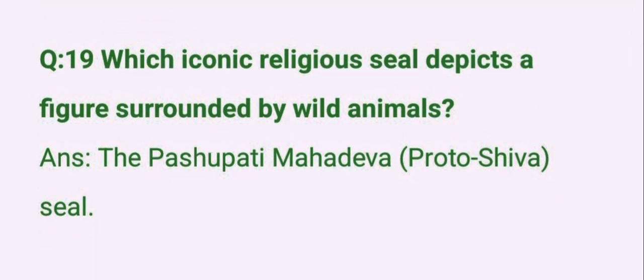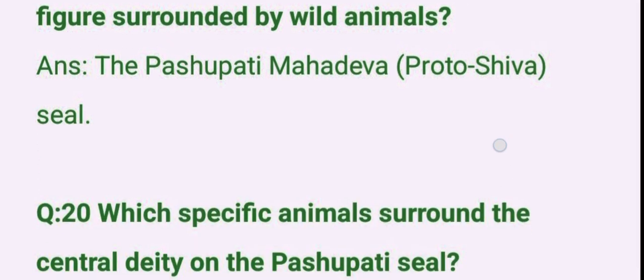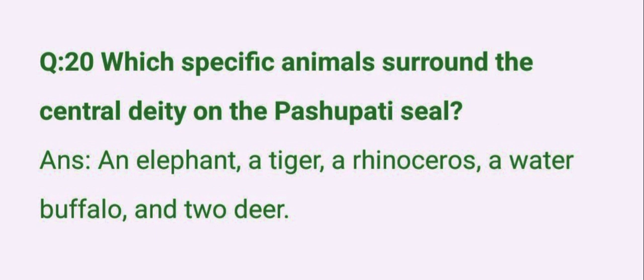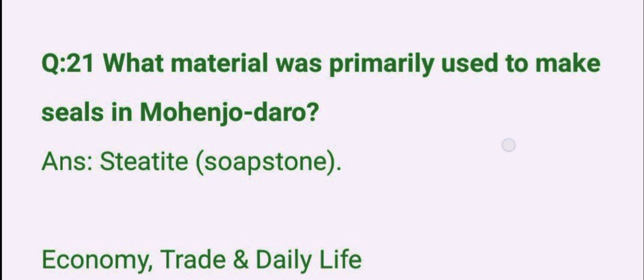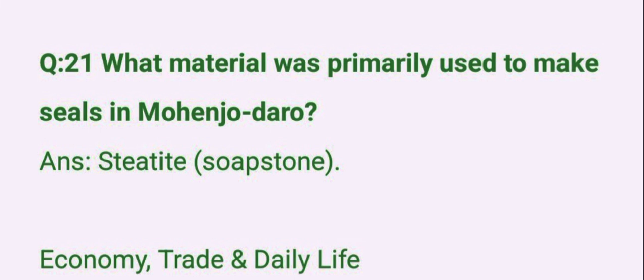Which iconic religious seal depicts a figure surrounded by wild animals? The Pashupati Mahadeva, Proto-Shiva seal. Which specific animals surrounded the central deity on the Pashupati seal? An elephant, a tiger, a rhinoceros, a water buffalo, and two deer. What material was primarily used to make seals in Mohenjo-daro? Steatite, soapstone.